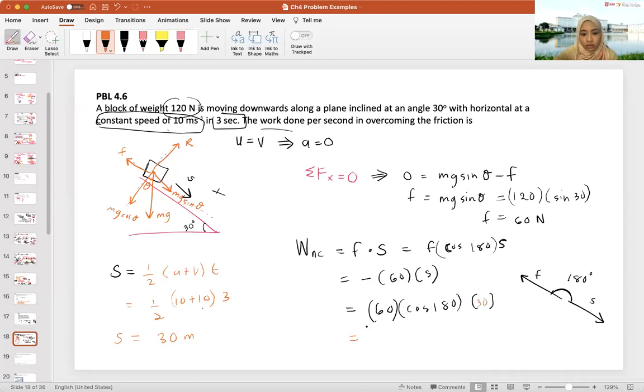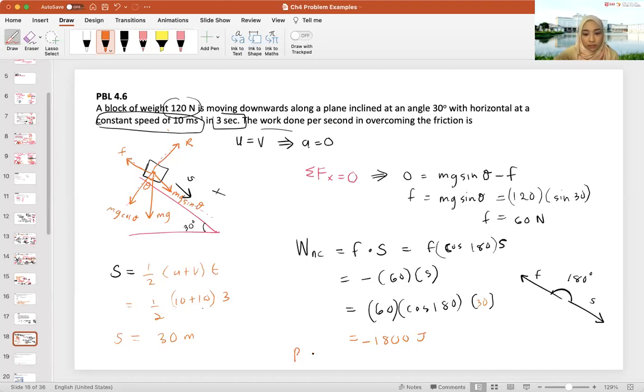So my non-conservative work done is equal to 60 times cosine 180 times 30. So that is 1,800 joules with a minus sign. That is my non-conservative work done. And then it's asking what is the work done per second. This is the work done in 3 seconds, and it's asking us what is done in 1 second.